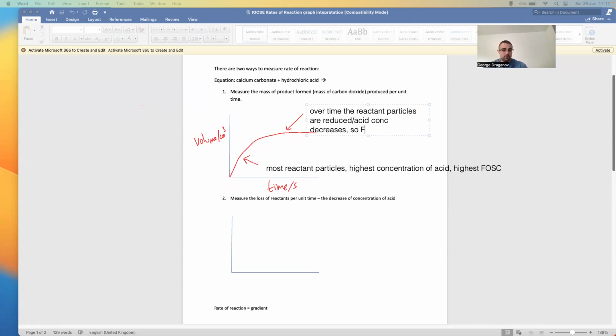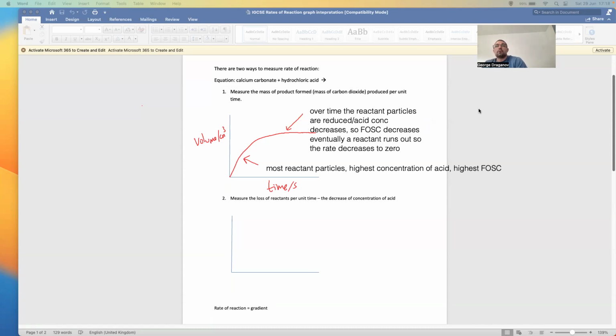So the frequency of successful collisions falls, decreases, until eventually a reactant runs out. It's called a limiting reactant. So the rate decreases to 0 because there's no more successful collisions. So that is the principle of explaining the graph.